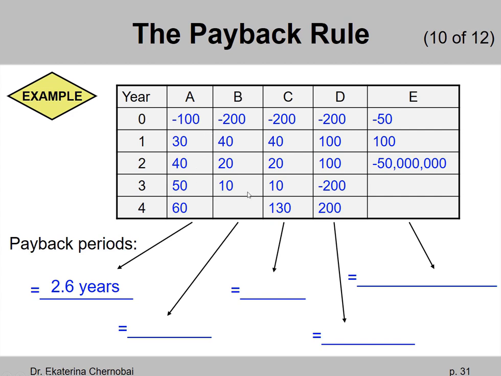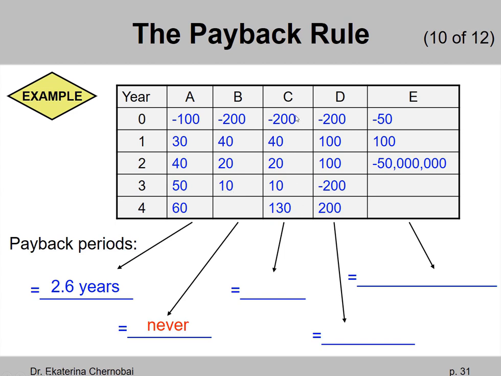What about project B? What's the payback period for project B? Project B requires us to spend $200, and it will generate $40, $20, and $10 in the next 3 years. How soon do we get $200 back? Actually, we never get it back, because after the third year, we are only at 40 plus 20 plus 10, which equals 70.